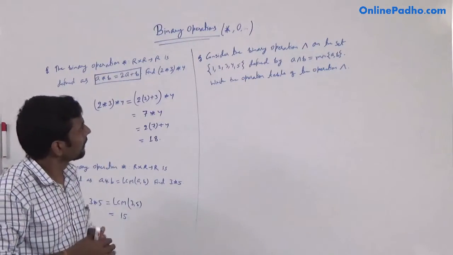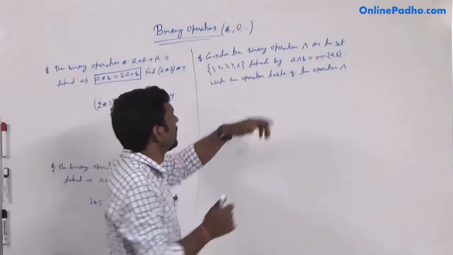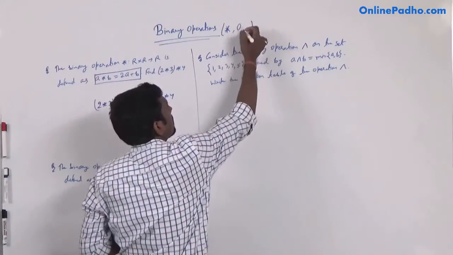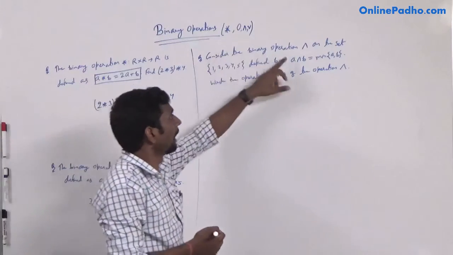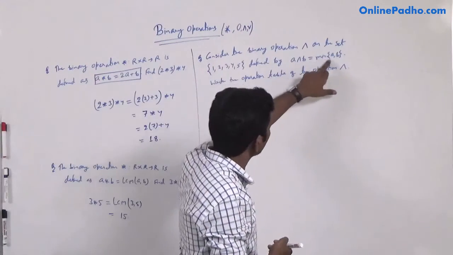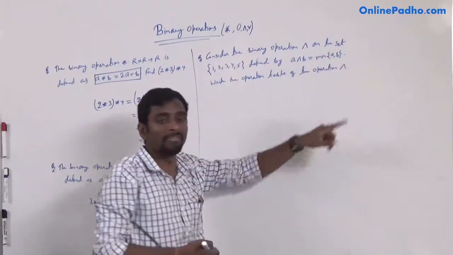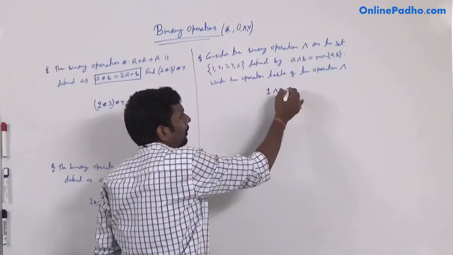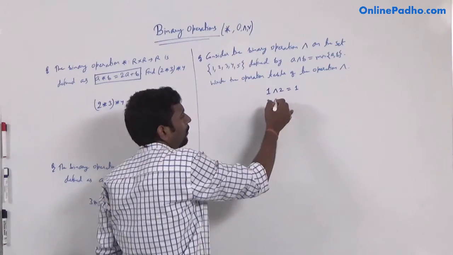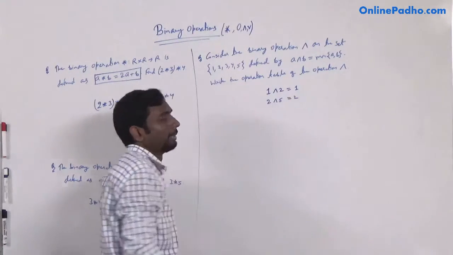So the question is here: star is not the symbol. The symbol is different here. This can also be a symbol. Here the symbol is this one, and the meaning of this symbol is minimum of A or B. Minimum of A or B means if you have to find the minimum of 1, 2, that is 1; of 2, 5, that is 2. That is called the minimum.